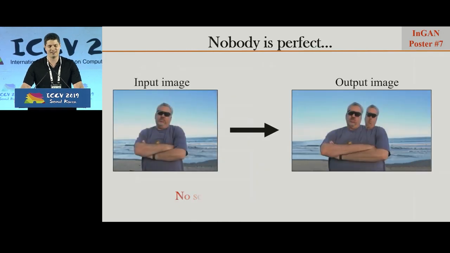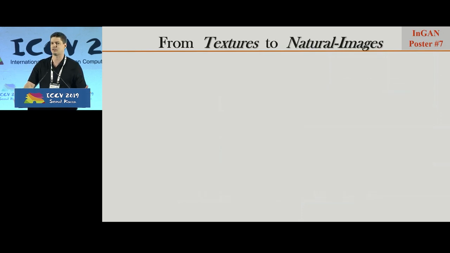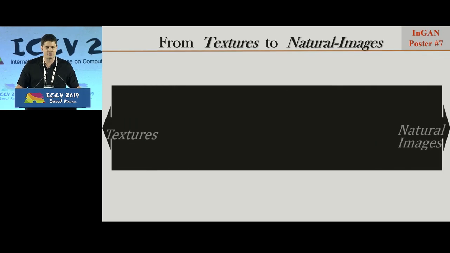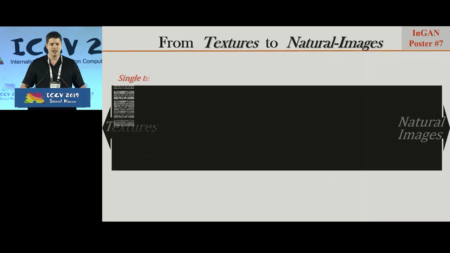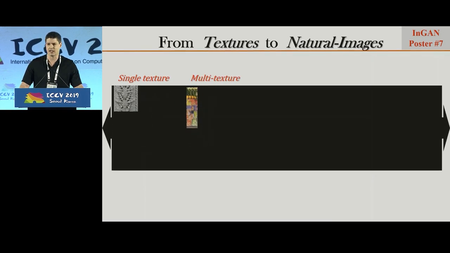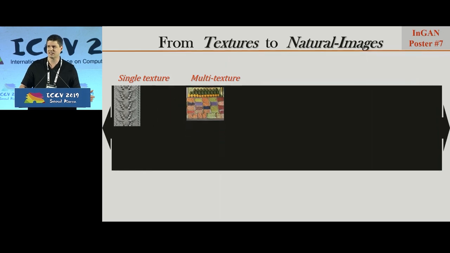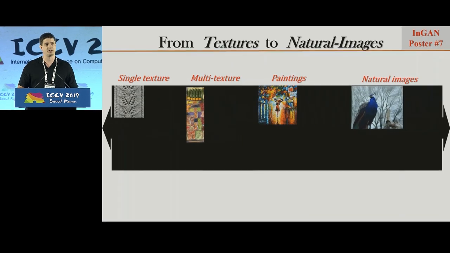But nobody's perfect. InGAN has no notion of semantics or context. It knows nothing about objects or scenes. It simply preserves the patch distribution. So, InGAN handles this wide variety of data types, ranging from simple textures to complex natural images. It synthesizes single texture images and multi-texture images, through texture-rich paintings and art, and all the way to natural images.